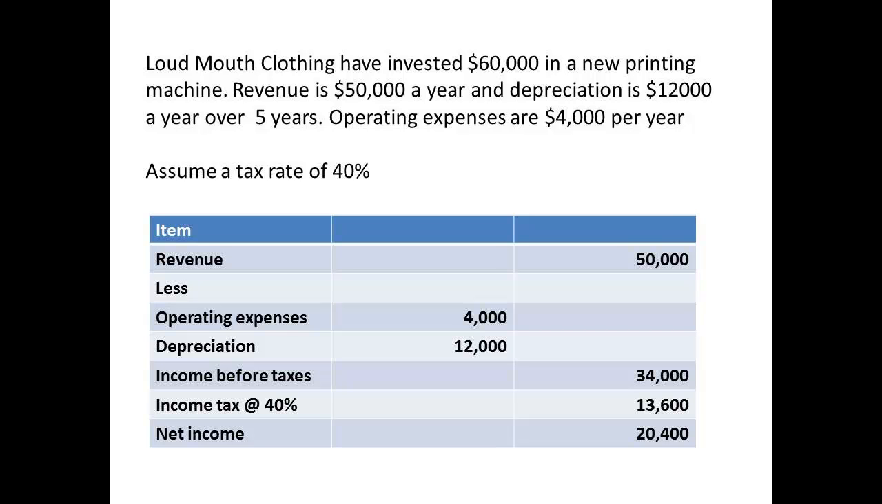We will consider the income statement first. The company with revenue of $50,000 has depreciation of $12,000 a year for 5 years. Operating expenses are $4,000. Income before taxes is $50,000 less $4,000 less $12,000, which is $34,000. With a tax rate of 40%, the tax will be $13,600, giving a net income of $20,400.